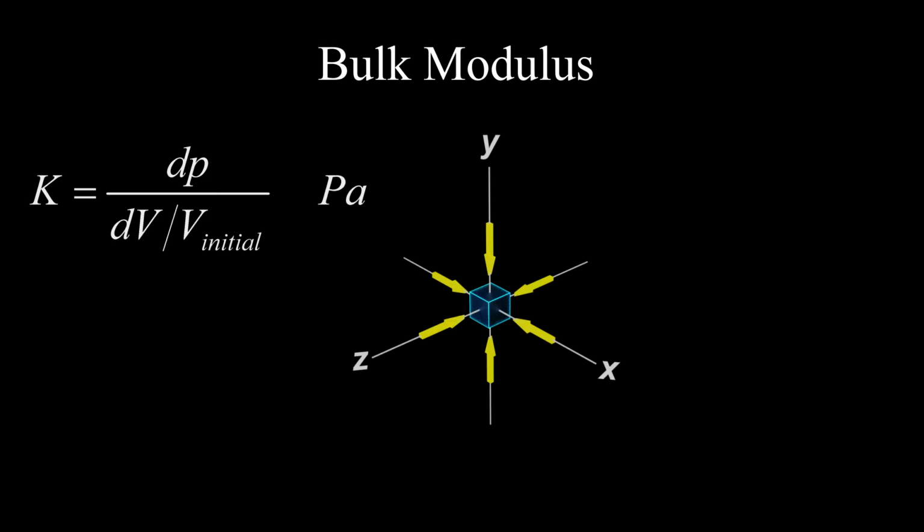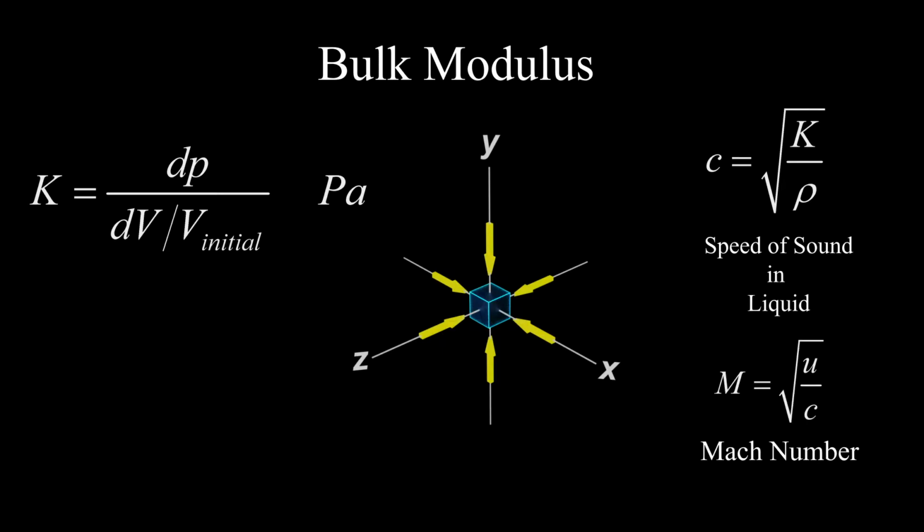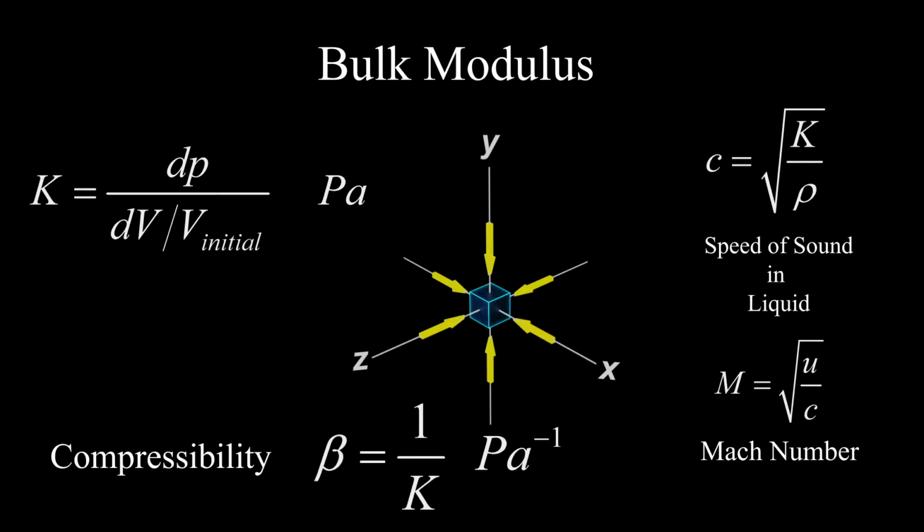The speed of sound in a liquid can be calculated as the square root of the ratio of the bulk modulus to density, where c is the speed of sound, k is the bulk modulus, and rho is the density of the liquid. Knowing how to calculate the speed of sound will be important later when considering the Mach number. Finally, the reciprocal of bulk modulus gives the compressibility of the material. Beta equals 1 by k, where beta is the compressibility with units of pascals to the -1 power.